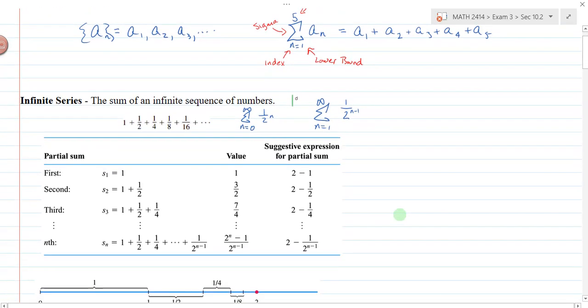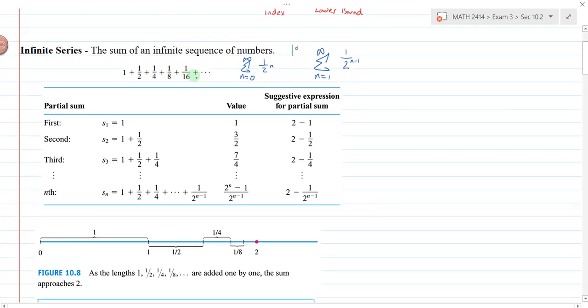Now what that means is we're going to be adding the terms from what was previously our sequence together. And when we do that, we generate what's called partial sums. So if this is my series, and if I look at the first partial sum, it's just the first number that I get here, and that value is 1. I could probably express that as 2 minus 1, because in a minute I'm going to show you how we determine what this series converges to.